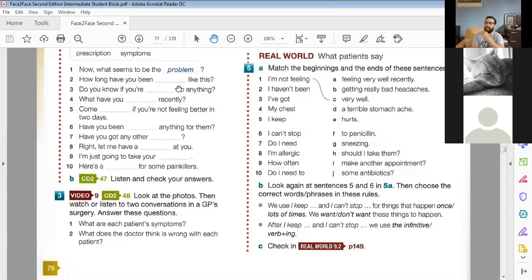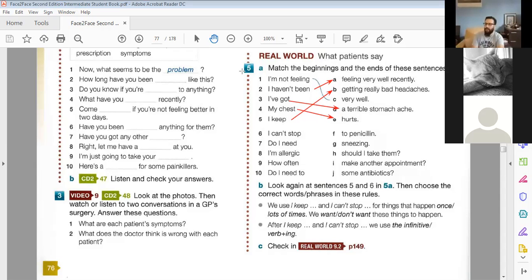Let's match them. So the first one is number 1. I'm not feeling very well. What about number 2? I haven't been feeling very well recently. Yeah, I think that's correct. And then I've got a terrible stomach ache. And my chest hurts. And I keep getting really bad headaches.